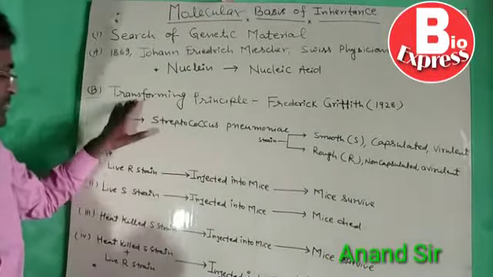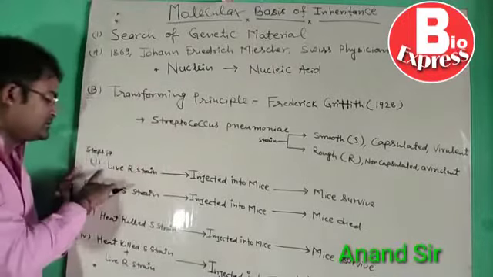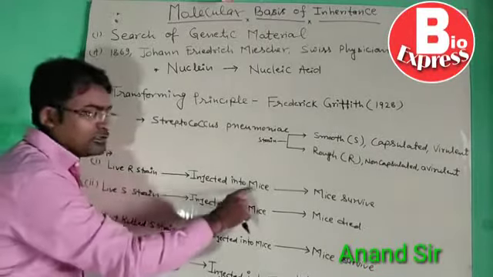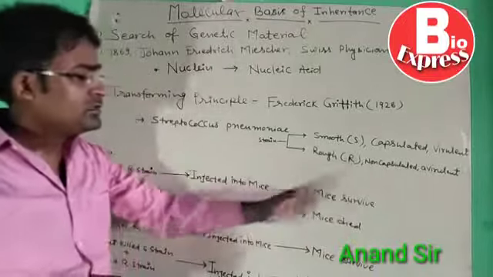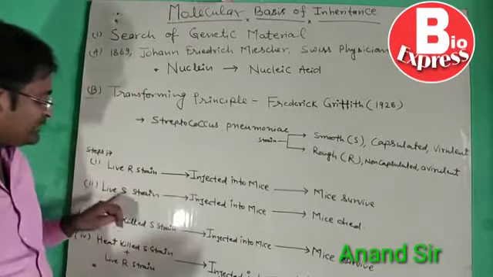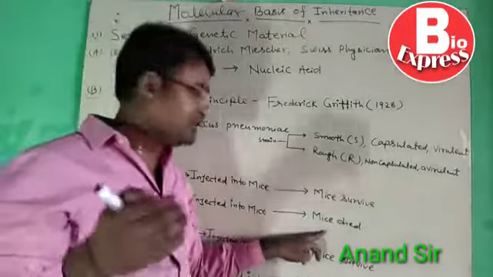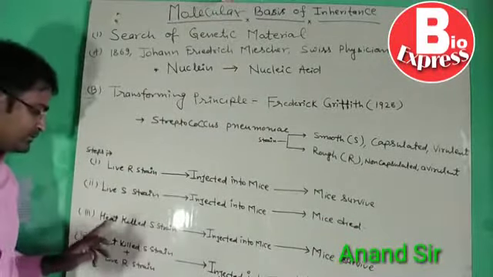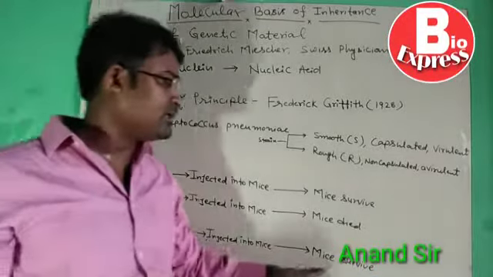Steps of transforming principle. The first step performed by Griffith is that he first introduced live R strain bacteria injected into mice, and he observed that mice survived because these mice were not suffering from pneumonia disease. In the second step, live S strain bacteria were injected into mice, and he observed that mice died due to pneumonia disease.